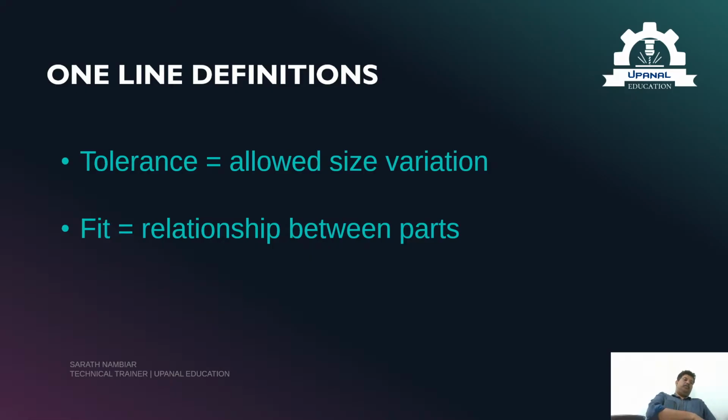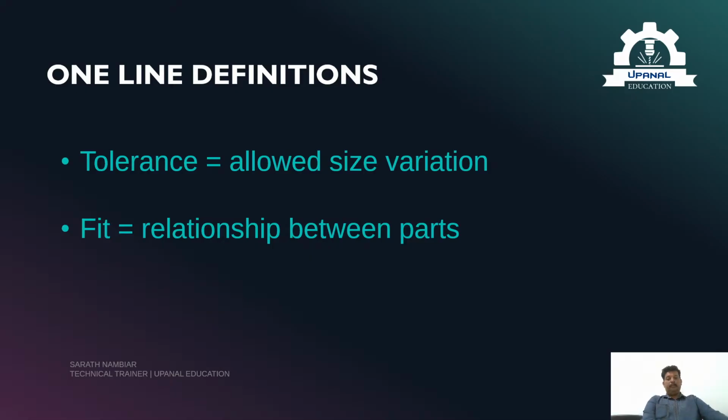Let us put everything into 2 simple one-line definitions. What is tolerance? Tolerance is the allowed size variation in a part. And what is fit? Fit is the relationship between 2 mating parts, usually a hole and a shaft. These 2 definitions form the foundation of this entire topic. Whether you see a drawing or a machine part, just think: what is the tolerance? What is the fit? And then you will understand how the part is supposed to behave.